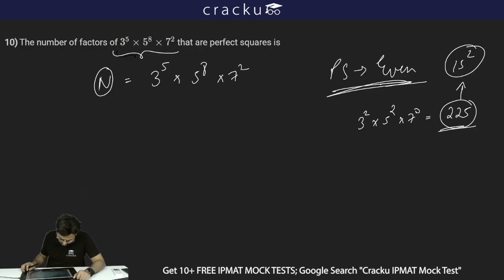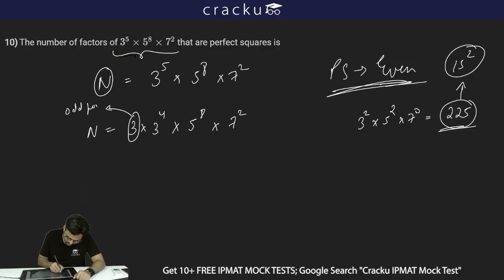So what I'll do, I'll take n is equal to, now this is 3 to the power 5. I'll take one 3 out and leave the other 3 to the power 4 as it is, into 5 to the power 8 into 7 square. Now this 3 is an odd power. So this is basically useless for me because it will ultimately not give me any perfect square factor.